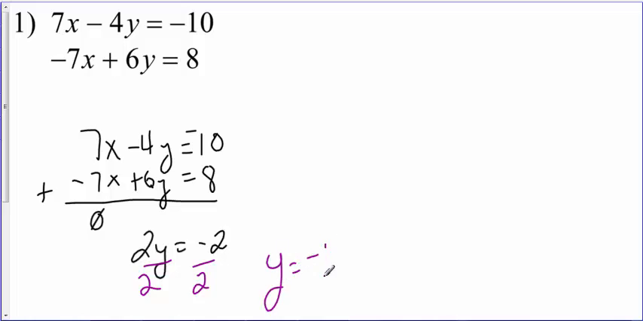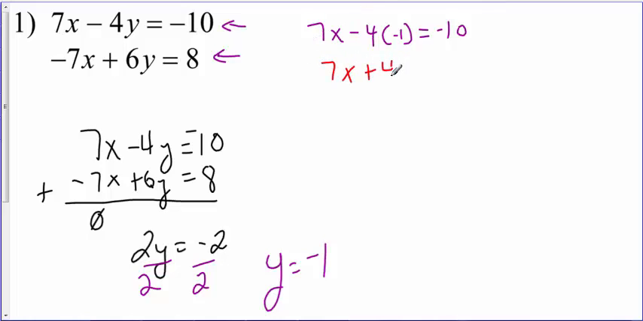So y equals negative 1. Now that I found y, I can either plug it into this equation or into this equation. Either one is perfectly acceptable. I'm going to go ahead and plug it into the top one. 7x minus 4 times negative 1 equals negative 10. 7x plus 4 equals negative 10.